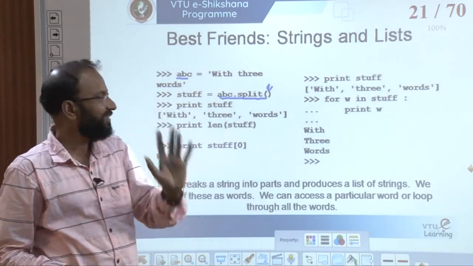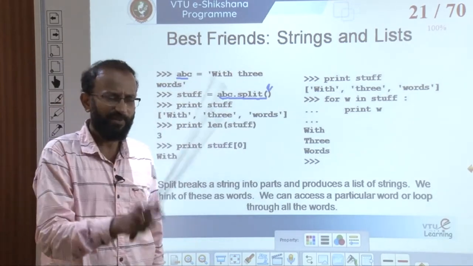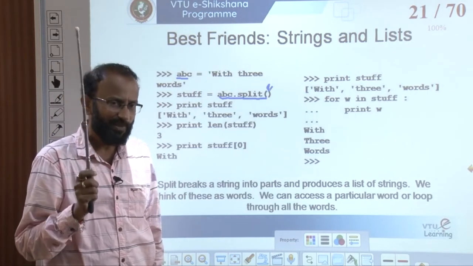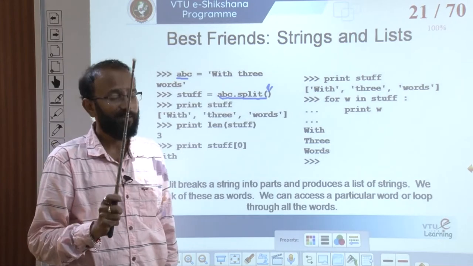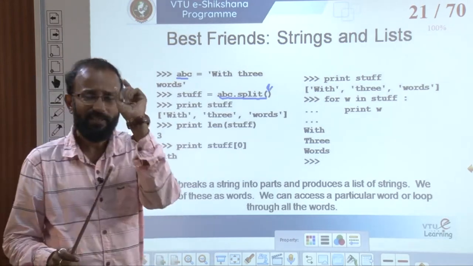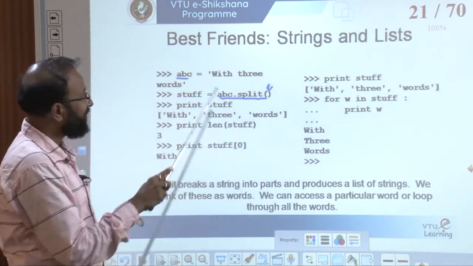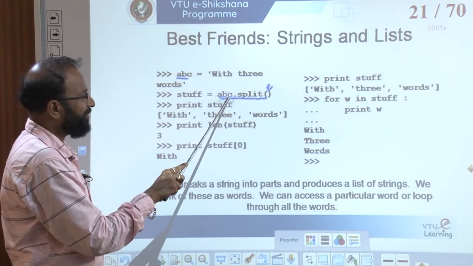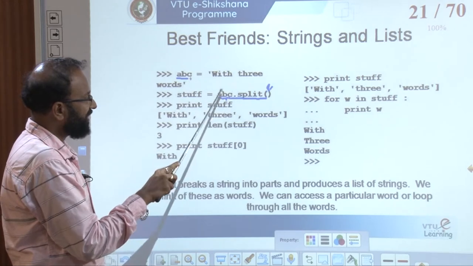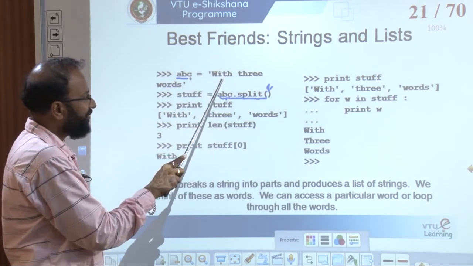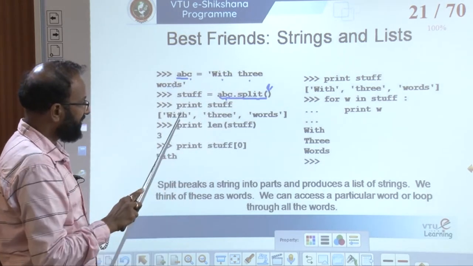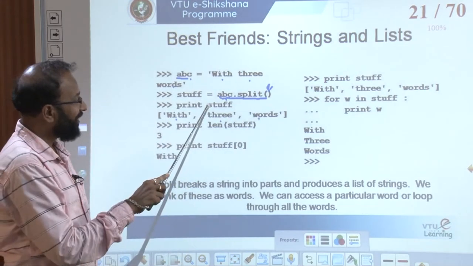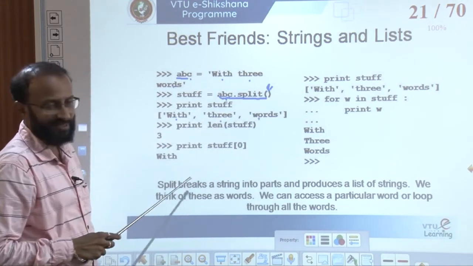Always a blank space. In any programming language, whenever you have a split function, if a parameter is not passed or a delimiter is not given, then it will be a blank space. For a string, keep this in mind, right? So now you have ABC dot split. ABC is a string. When you split this, what do we get? Three words. Good, right? Now when you print, what is it that you are able to see?